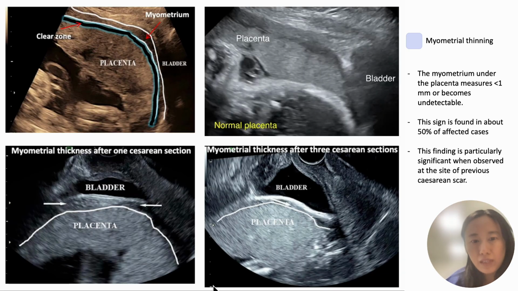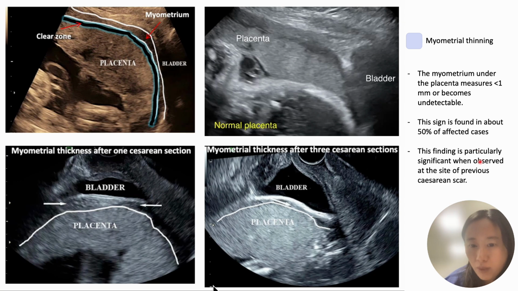The next one is myometrial thinning. We can see the placenta, the endometrium, the clear zone, and then there's the myometrium and the bladder. If this myometrium is very thin, less than 1 millimeter or undetectable, we start suspecting PAS. It's found in 50% of affected cases.